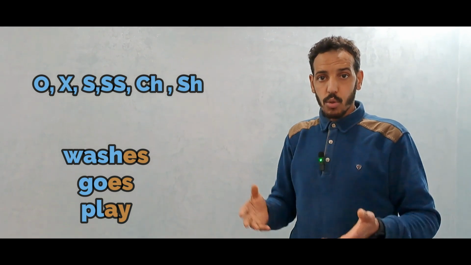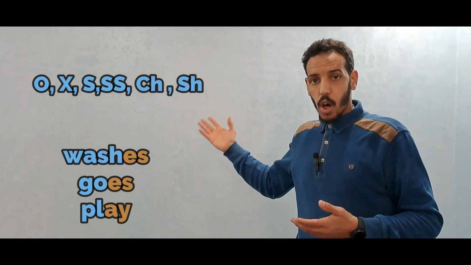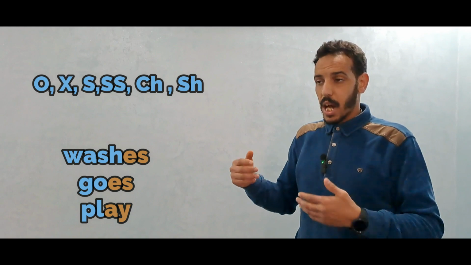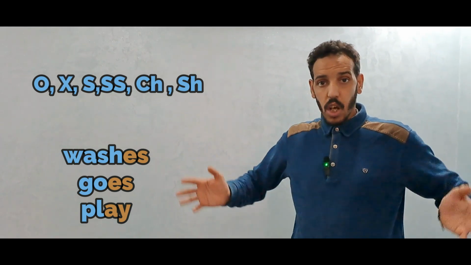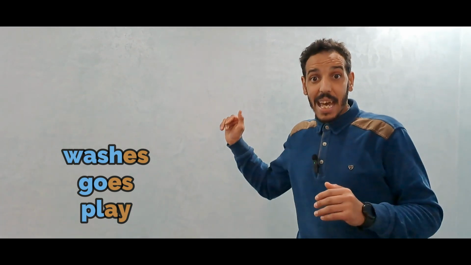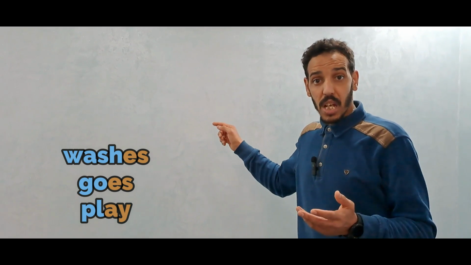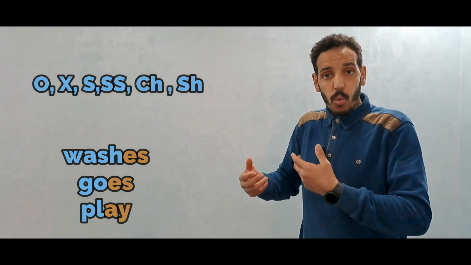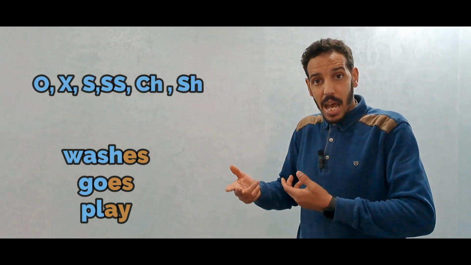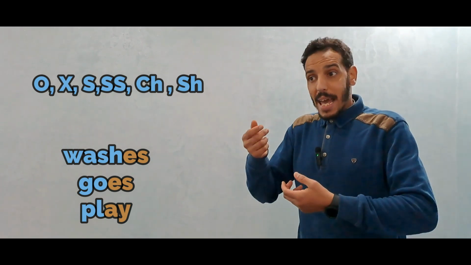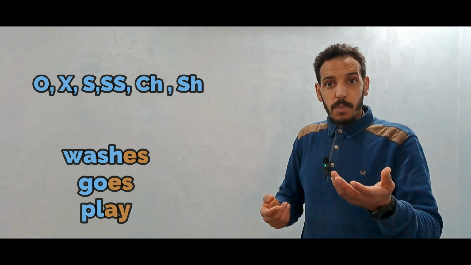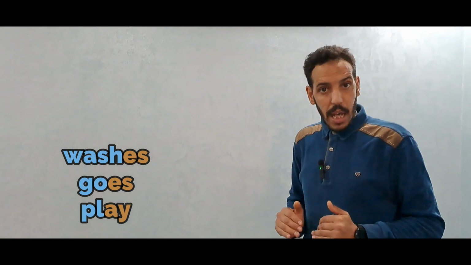Go, I go to work. Go, I go to cinema. I go to the supermarket. We go, we never change the verb, but he goes. You see that? We put an ES. When there is O, S, double S, CH, SH, we always put ES when we have he, she, or it.